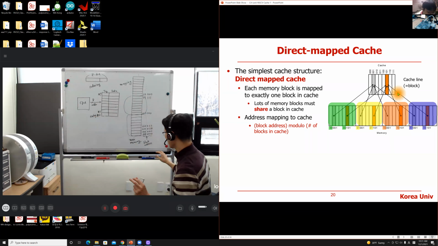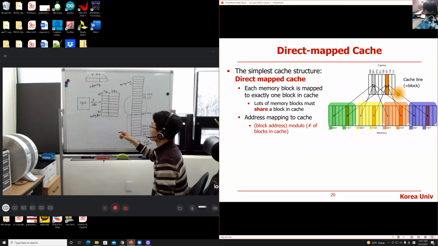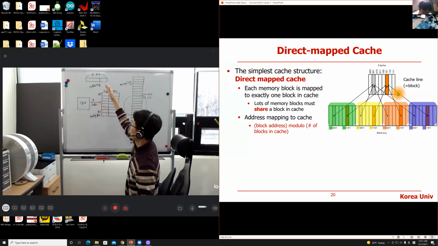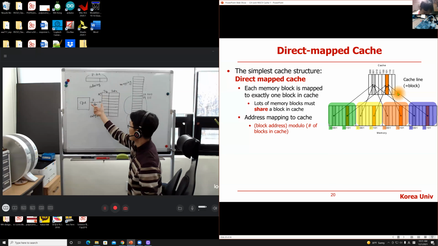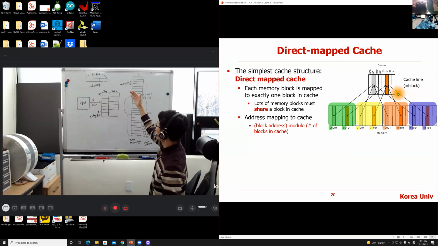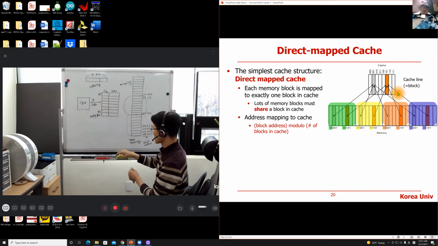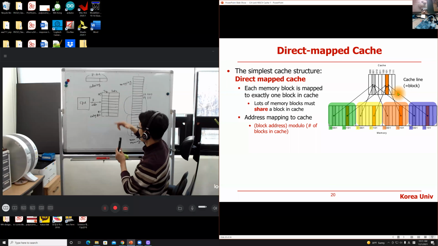So in this figure, I simplified. For simplicity, I don't want to write a 32-bit address. So let's assume the CPU is generating an 8-bit address. Okay, 8-bit. I don't want to draw 32 binary numbers. So 8-bit, and main memory is also small. Okay. Here we are assuming this is cache, right?